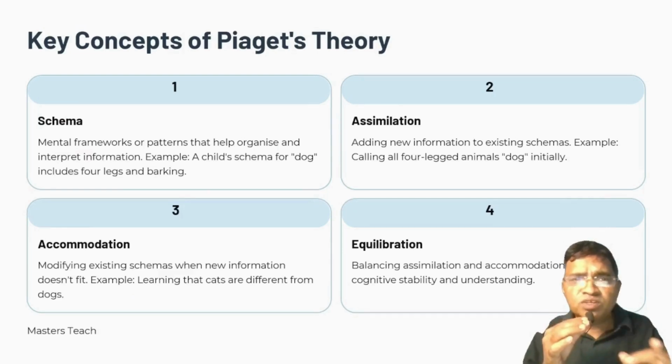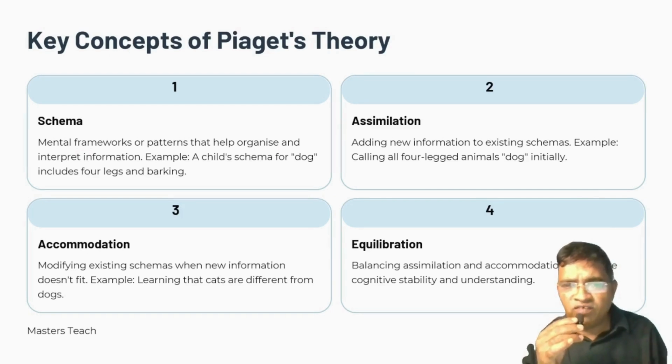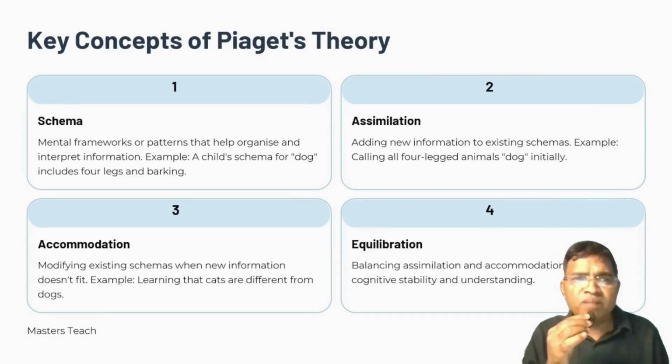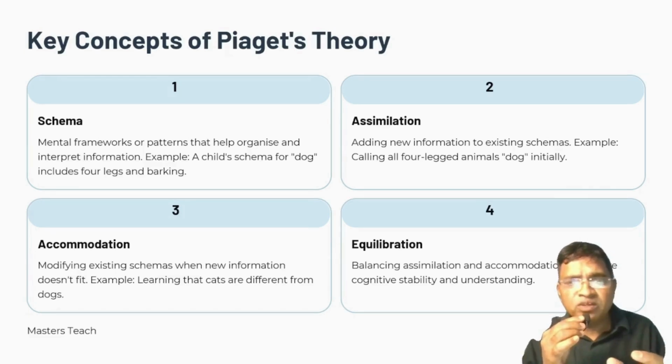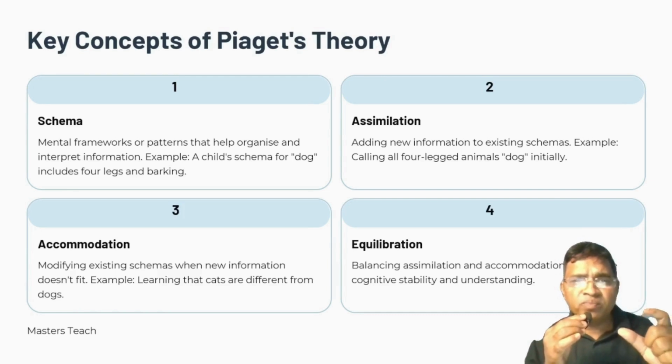So the key concepts we are going to learn from this chapter are schema, assimilation, accommodation, and equilibrium. If you want to, you can take a screenshot of this. What is schema? It is a mental framework or pattern that helps organize and interpret information. For example, a child's schema for a dog includes four legs and barking. So it is a mental picture or pattern which the child recognizes. That is a schema.